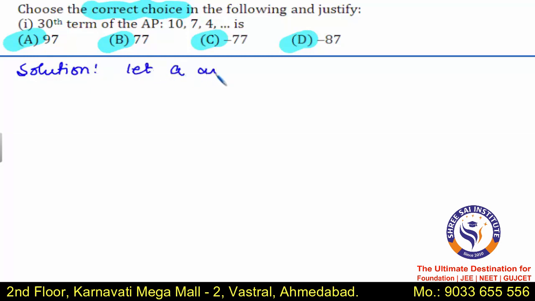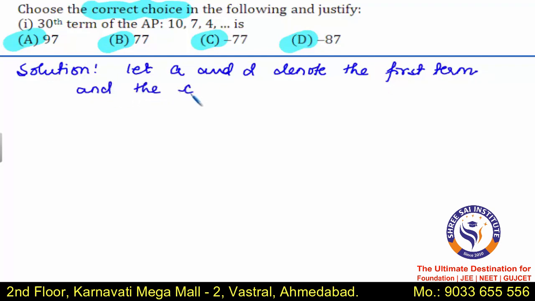And let A and D denote the first term and the common difference of the given AP.